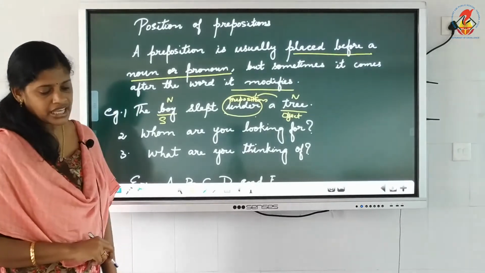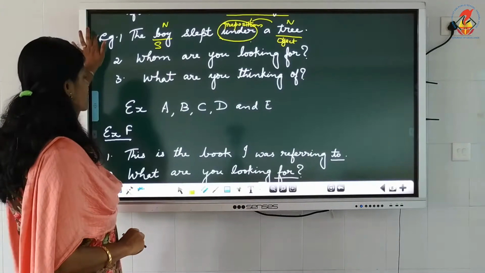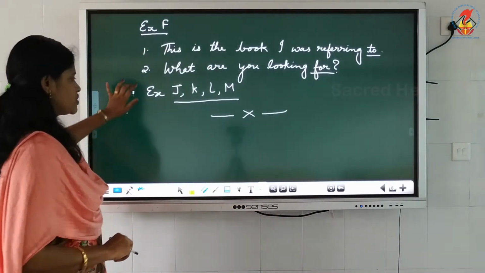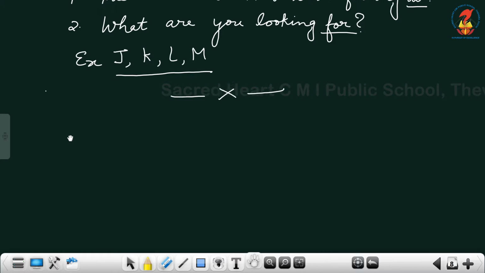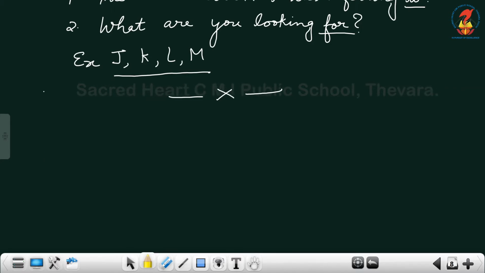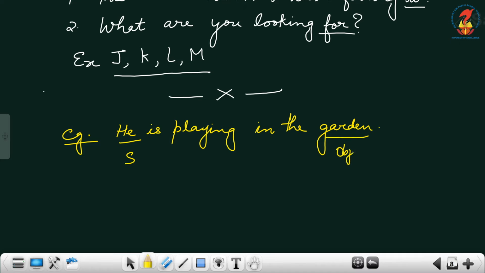On page 101, they have told you about the object of a preposition. What is the object of a preposition? When you talk about the object of a preposition, they say, for example, he is playing in the garden. If I take the first example, he is playing in the garden. So here, children, he is the subject and garden is the object, isn't it?